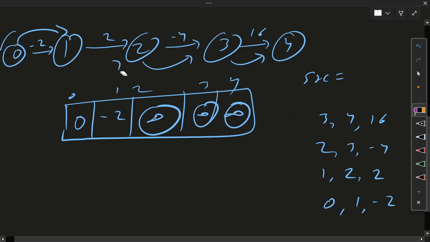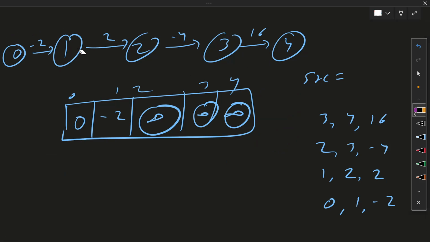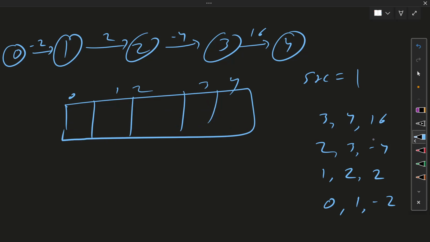So I was talking about, let's suppose we take 1. The starting index given is 1. So this is an edge case. Starting index is 1, so what we got? Infinity, infinity, infinity, 0 and infinity. So this will not work, this will not work, this will work.